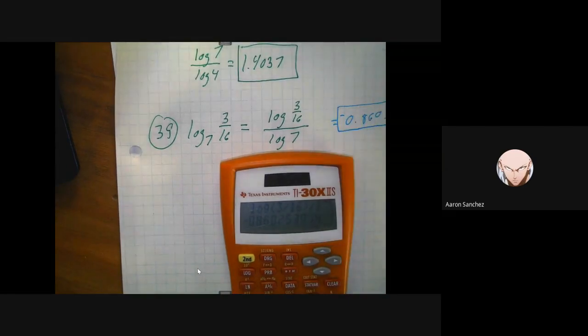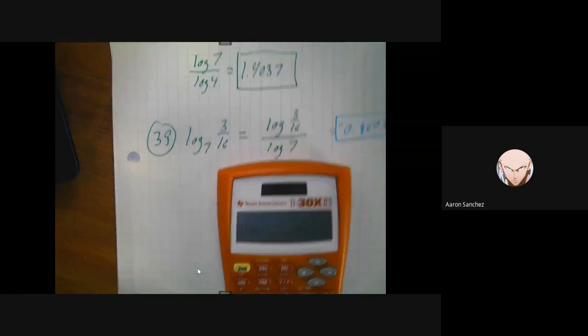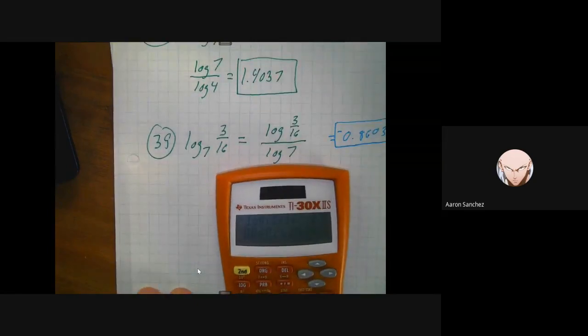Kind of cool. So do all the others. I did up to 39, do all the other numbers in between. Are there any questions? I'm going to get rid of this in 10 seconds.